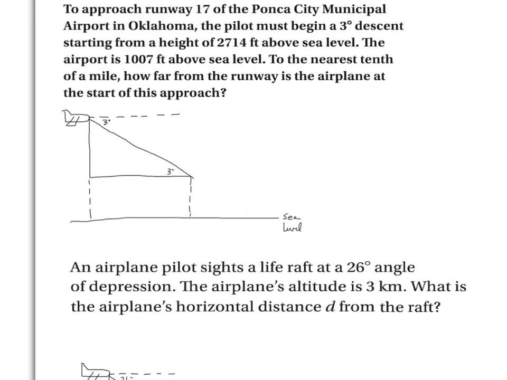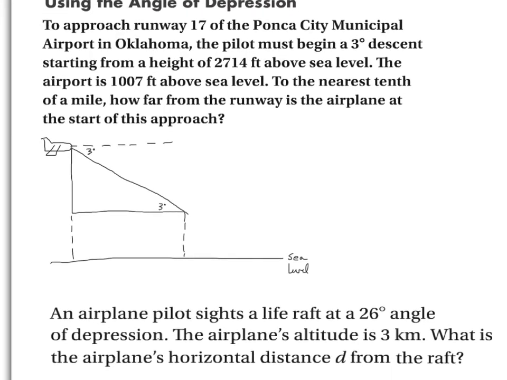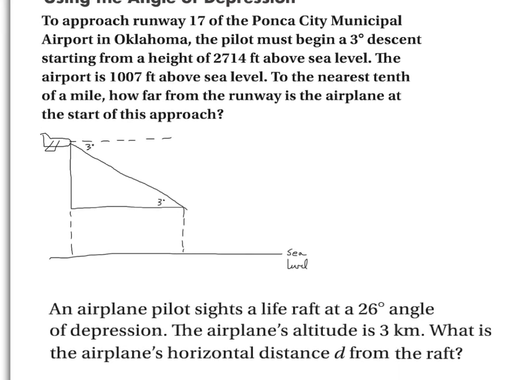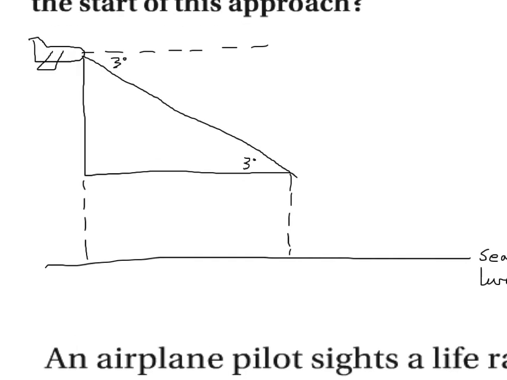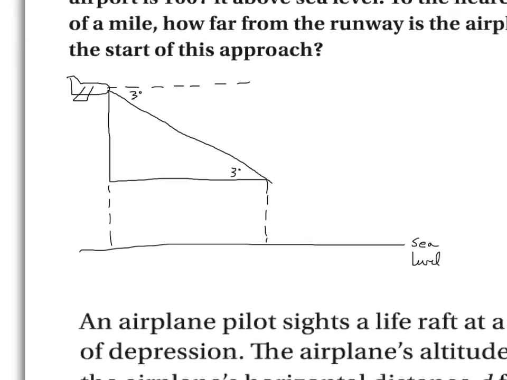It says, to approach runway 17 at the Ponca City Municipal Airport in Oklahoma, the pilot must begin a 3-degree descent starting from a height of 2,714 feet above sea level. The airport is 1,007 feet above sea level. To the nearest tenth, how far from the runway is the airplane at the start of its approach? So it says in the problem it has a 3-degree descent. That's a 3-degree angle of depression. So you'll notice, you see where I put the 3 degrees in here. Okay, so I put the 3 degrees in our picture here at our angle of depression.